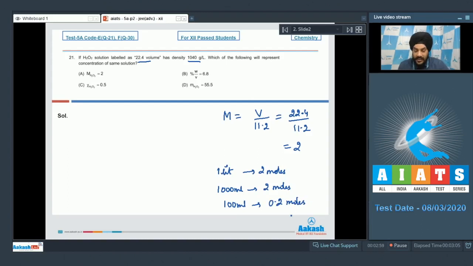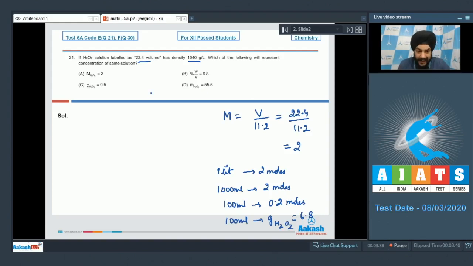So if we talk about the mass of these 0.2 mole, students, the molar mass is 34. We need to multiply the number of moles with the molar mass to get the grams. So in 100 ml, students, the grams of H2O2 is equal to 6.8. So students, the percentage weight by volume of this solution is 6.8%.